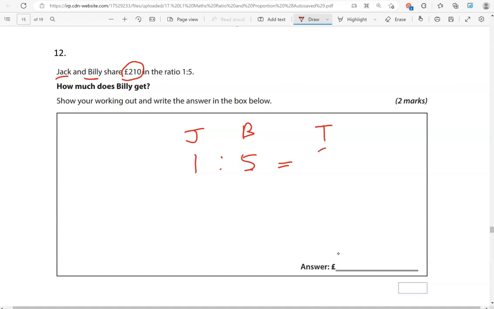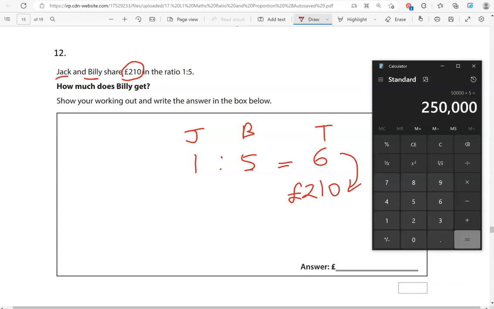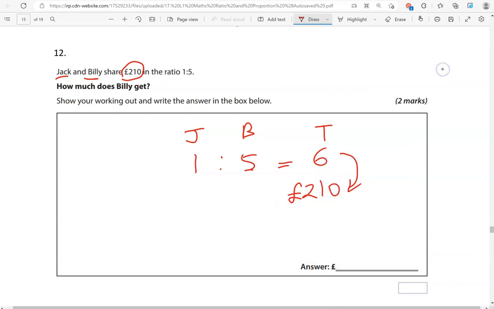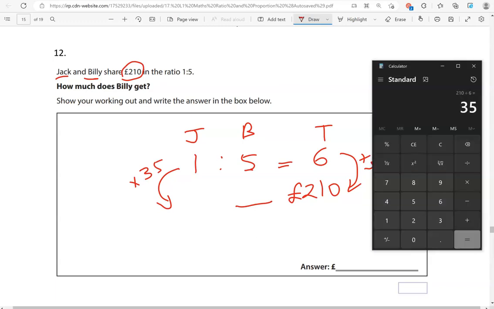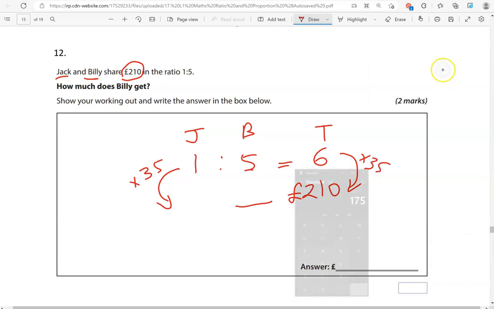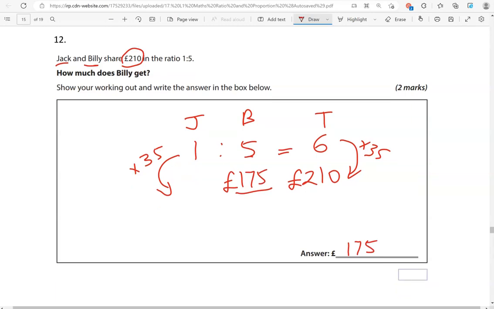So 1 and 5, that is 6 units in total, and they have £210 to share. So how do you get from 6 to 210? 210 divided by 6 gives us 35. So we do the same here. 5 times 35 is £175. That's how much Billy gets.